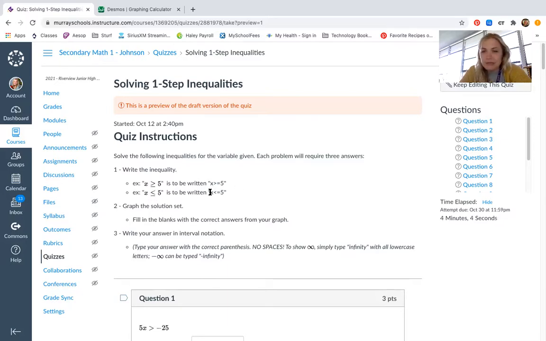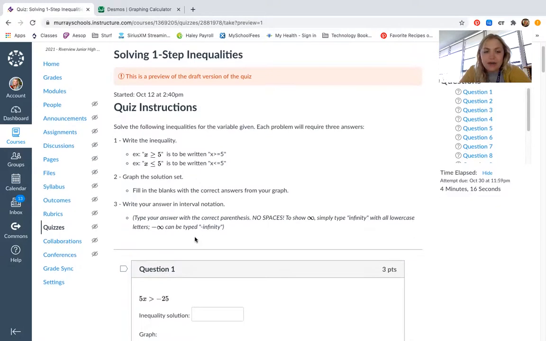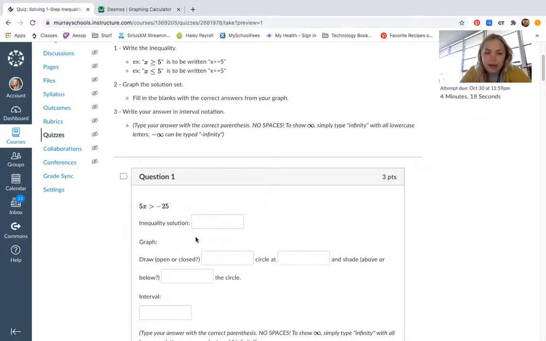And then you can do the same sort of thing for less than or equal to. When you do the graph, you're going to graph it first on your paper, and then you are going to fill in the blanks with the correct answer from your graph. And then lastly, you're going to write your answer in interval notation. So I'm going to start with problem number 1. And I'm actually going to write problem number 1 on my paper. 5x is greater than or equal to negative 25.